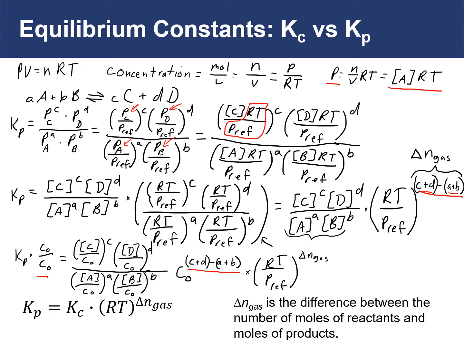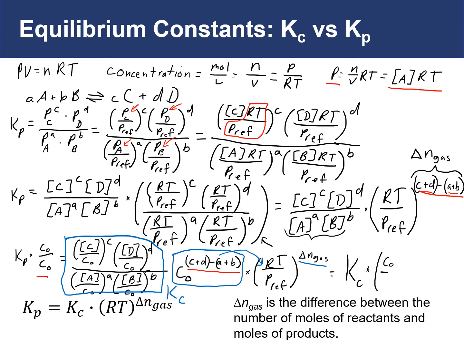So the term here, this, inclusive of our C0s, is Kc. We can take this term here, it's raised to the exact same power as this, and so we can move it inside. And what we're left with is Kc times C0 times RT over Pref times delta N gas.